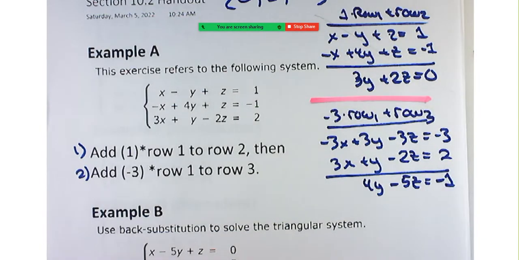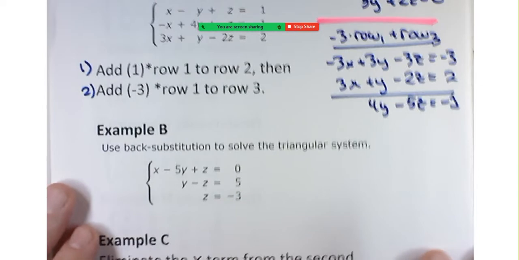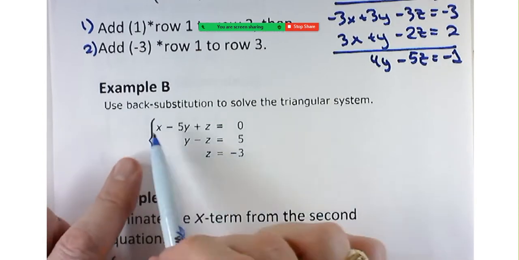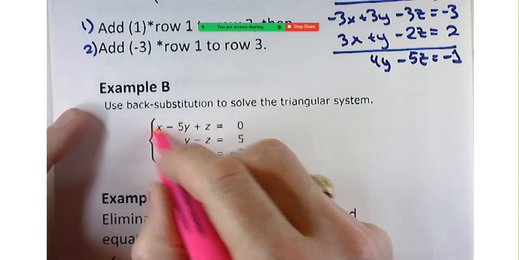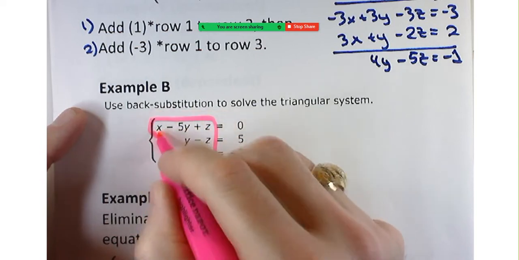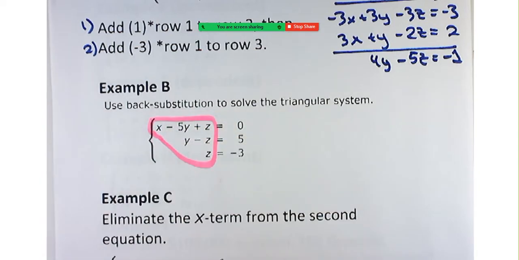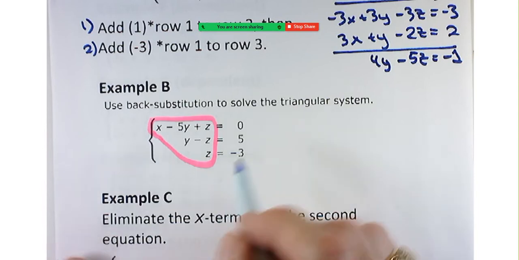Now, there's a nice reason to practice that kind of skill, and that is, if we did one more manipulation to our system of equations, then we could get it to look like we have in example B. So in example B, you're given this triangular system of equations. It's called triangular because on the left-hand side of our equations, well, the shape of this system of equations looks kind of like a triangle. It is. So it's an upper triangular system.